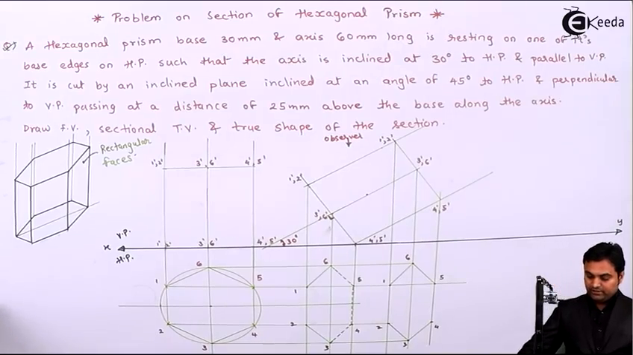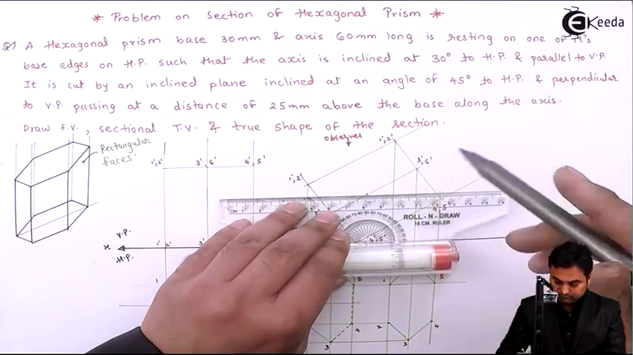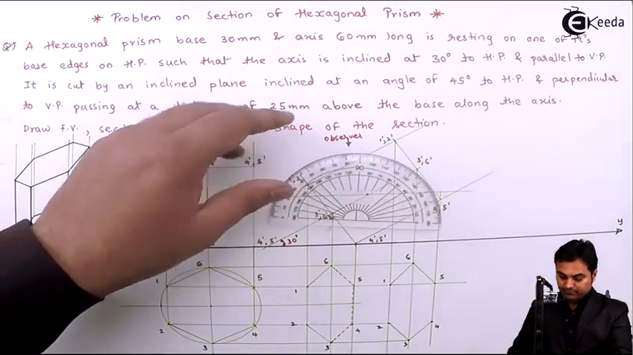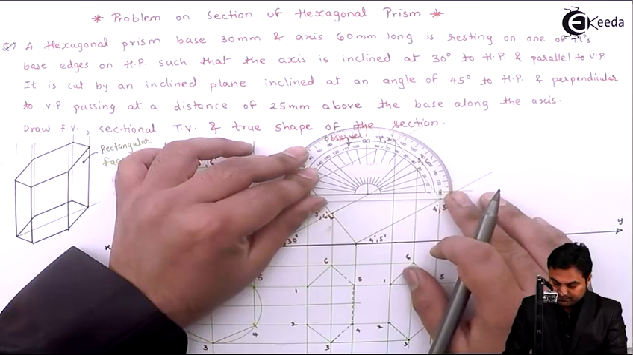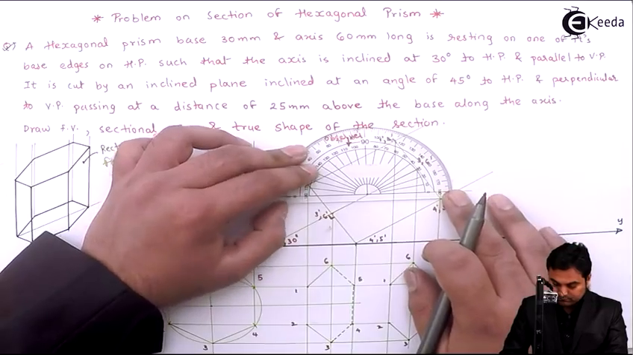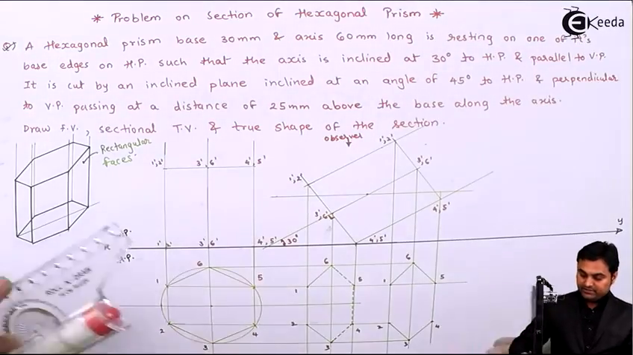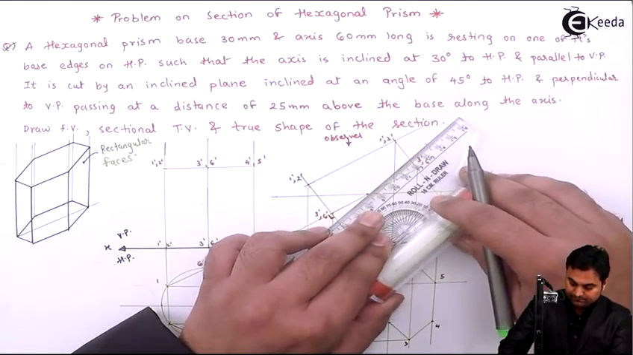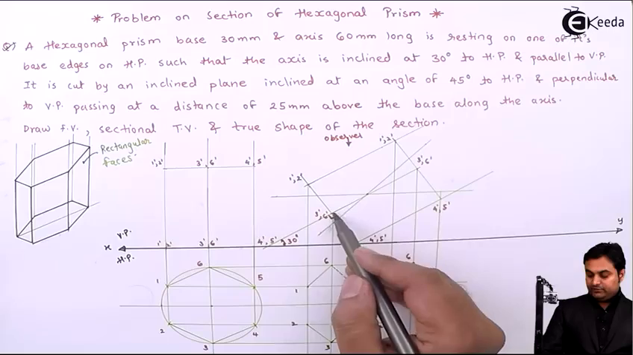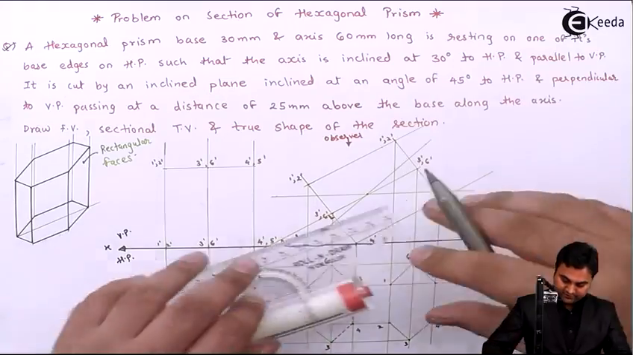So through it first I'll draw a light horizontal line. Next marking 45 degree from here, so taking an angle of 45 degree, and making this cutting plane pass through it. So this line signifies the cutting plane cutting at 25 mm above the base on the axis. I'll make this cutting plane dark first.